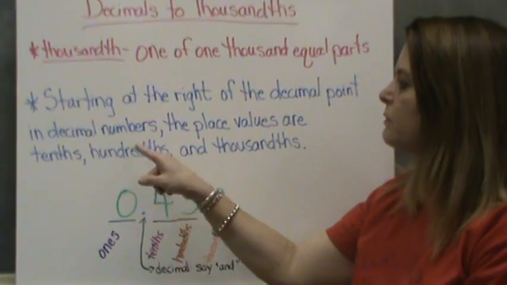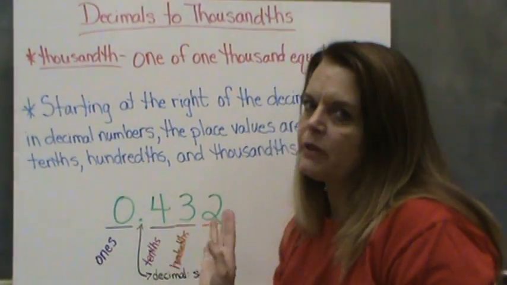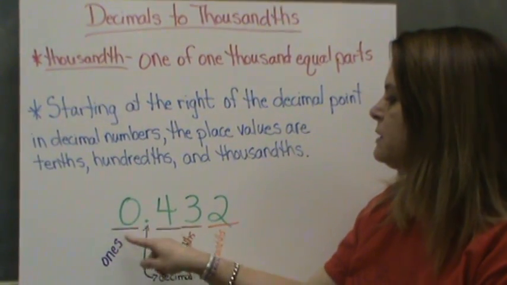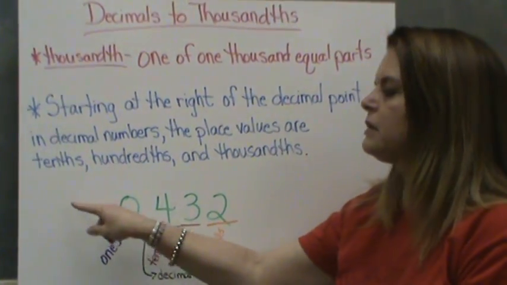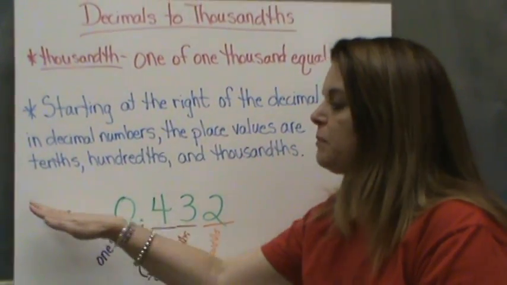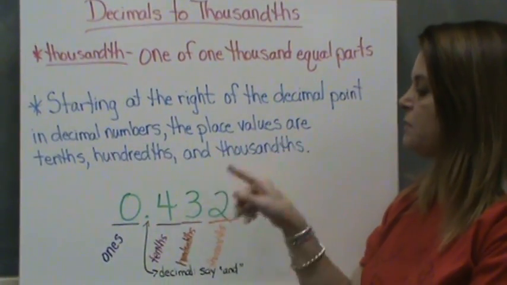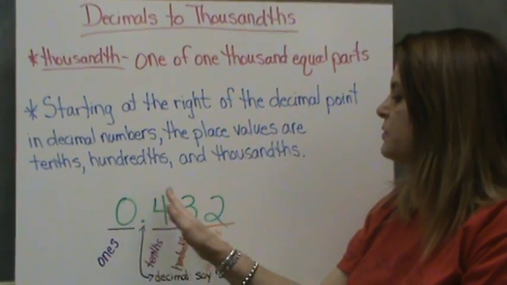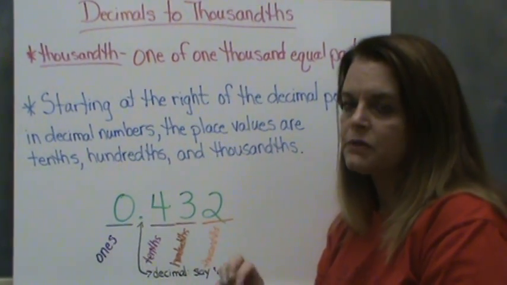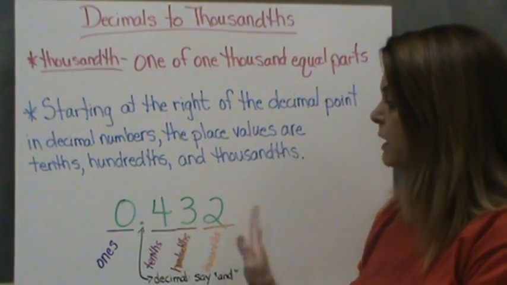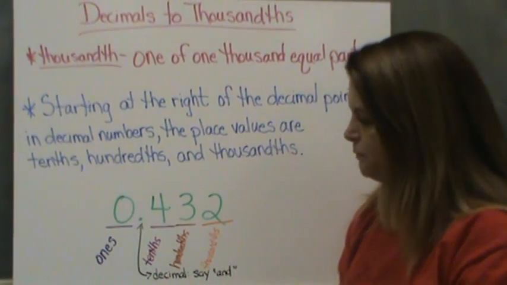Starting at the right of the decimal point in a decimal number, the place values are tenths, hundredths, and thousandths. So let's look at this number that I've written here. This is my ones place. And we know as we go this way, we have ones, tens, hundreds, thousands. The numbers get bigger and bigger. On the right side of the decimal point, these numbers are getting smaller and smaller. They're smaller parts of the whole, because remember, anything that's on this side of the decimal is less than 1.